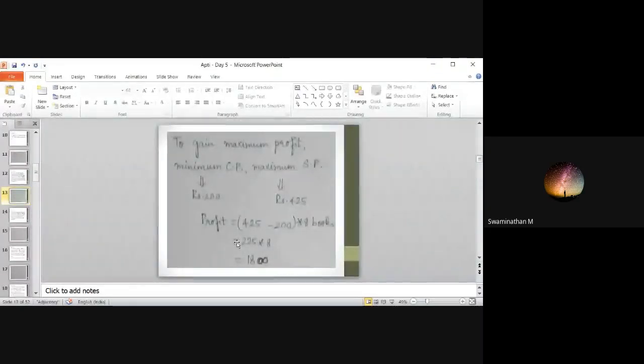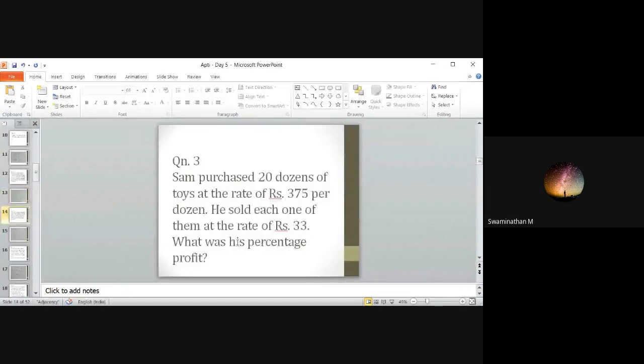Next question. Sam purchased 20 dozens of toys at the rate of rupees 375 per dozen. He sold each one of them at the rate of rupees 33. What was his percentage profit? I repeat, Sam purchased 20 dozens of toys at the rate of rupees 375.